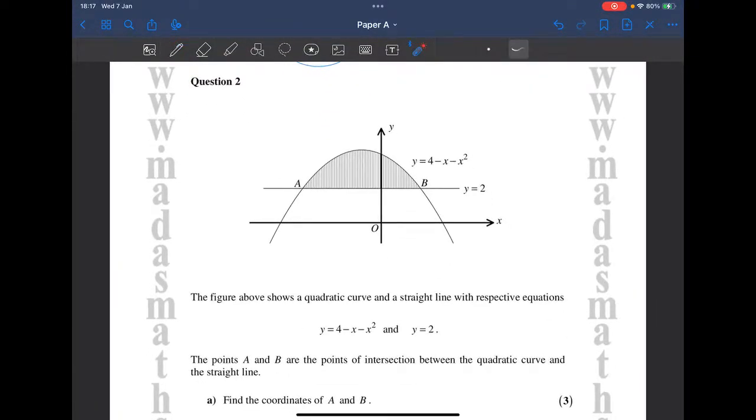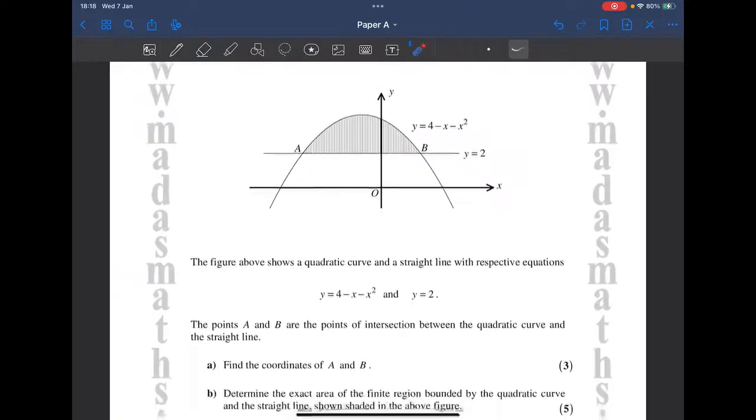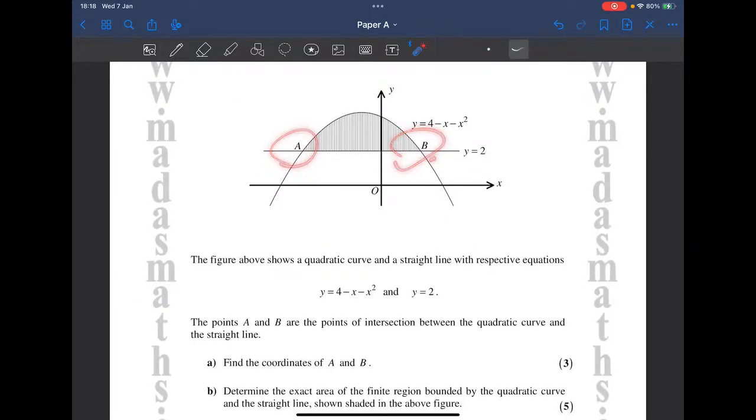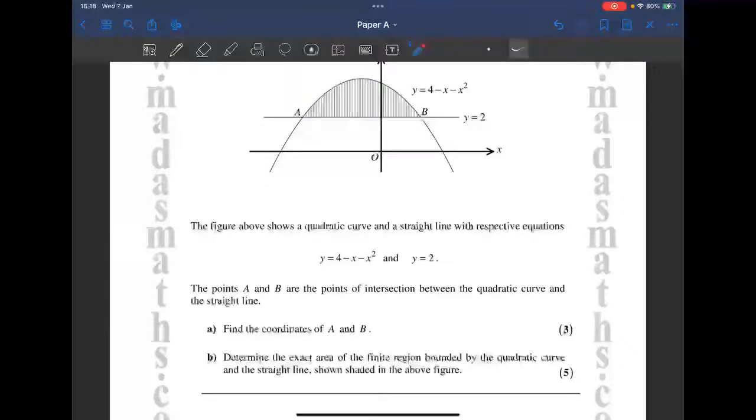The figure above shows a quadratic curve and a straight line with respective equations y = 4 - x², y = 2. The points A and B are the points of intersection between the quadratic curve and the straight line. Find the coordinates of A and B, and then later on find the area between the two.